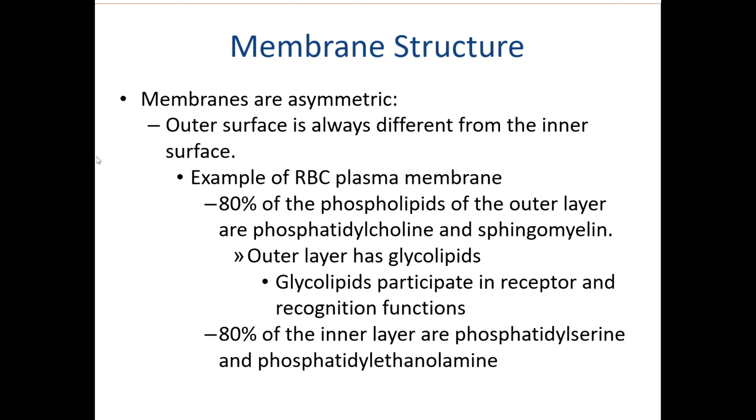But look at the inside. The inside of the inner layer is phosphatidylserine and phosphatidylethanolamine. So you can see the inside phospholipids differ from the outside phospholipids. This is a great example to show you that the inside and the outside are different, and that's for pretty much all of our cells. But this is a specific example of the red blood cell.